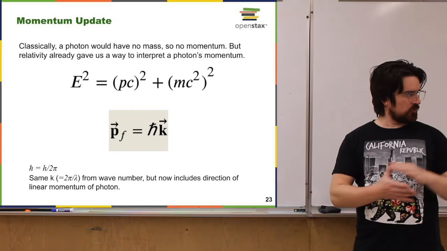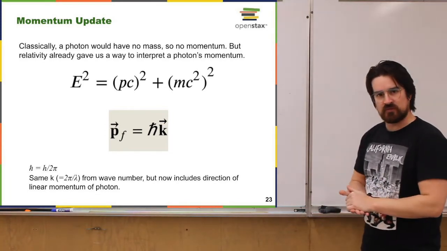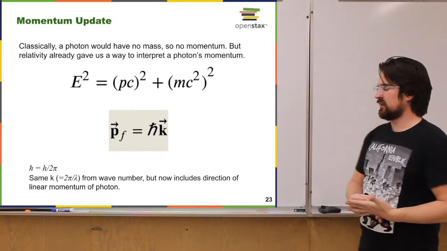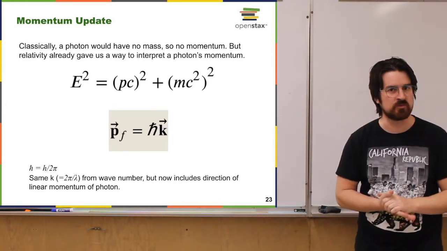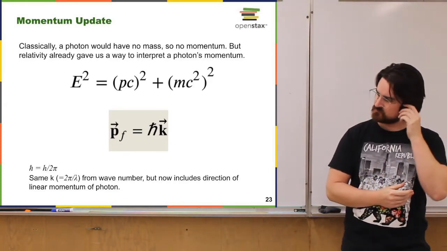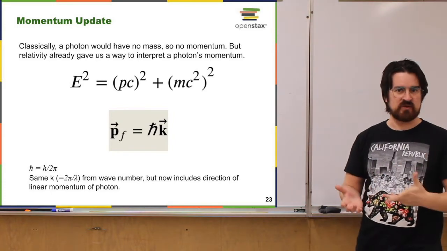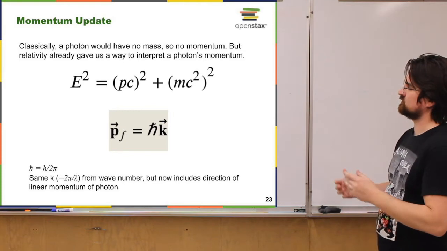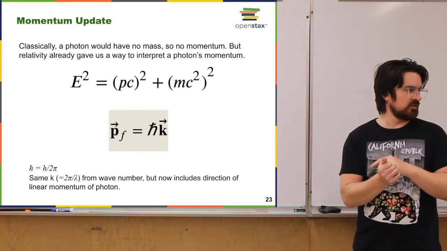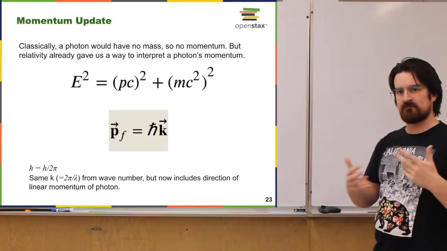Okay, now we have photons, particles of light. And when you're talking about particles, a very helpful quantity is the momentum of that particle. But a photon has no mass. Classically speaking, it would have no momentum. It's a bit of an issue when you're trying to think about the particle-like nature of light, or the photon aspects of light.